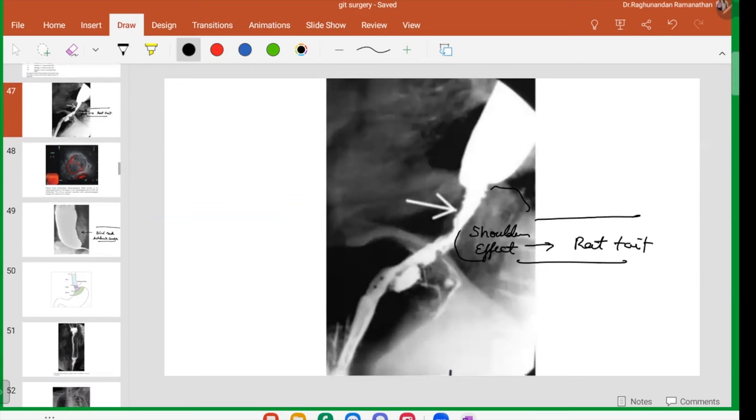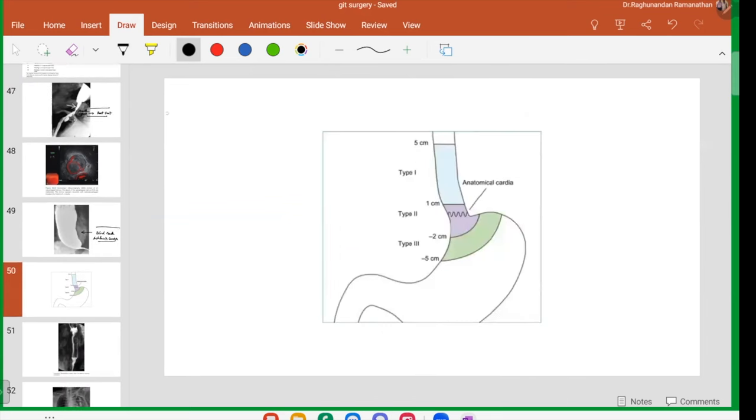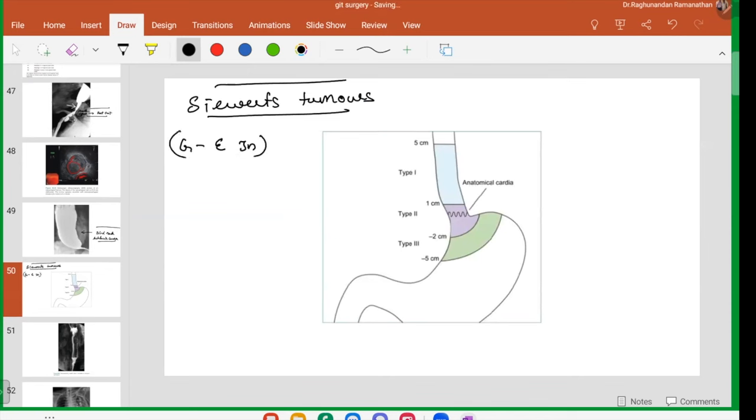And next is going to be this one. This image is nothing but your Siewert's tumor. This is called Siewert's tumor. Okay, so this is going to be at the gastroesophageal junction. This is going to present in the gastroesophageal junction.